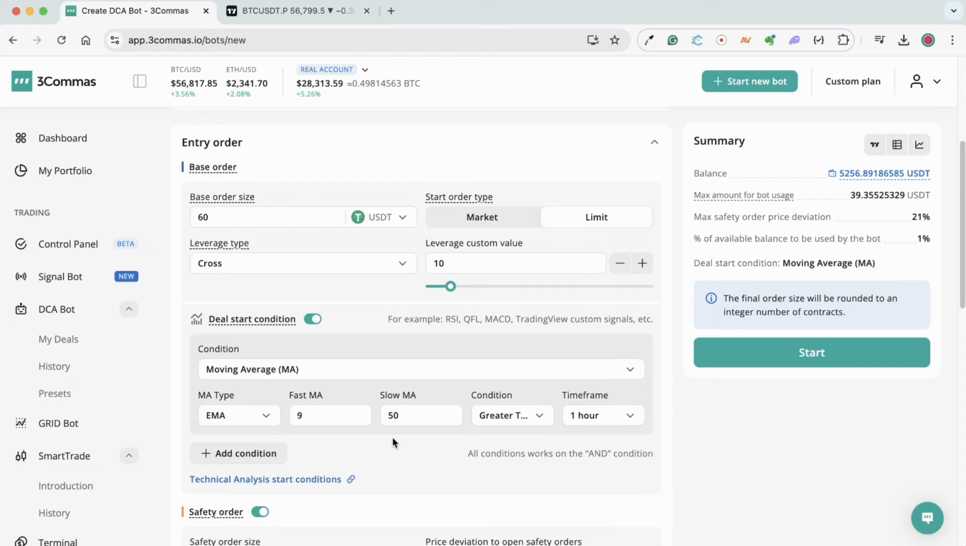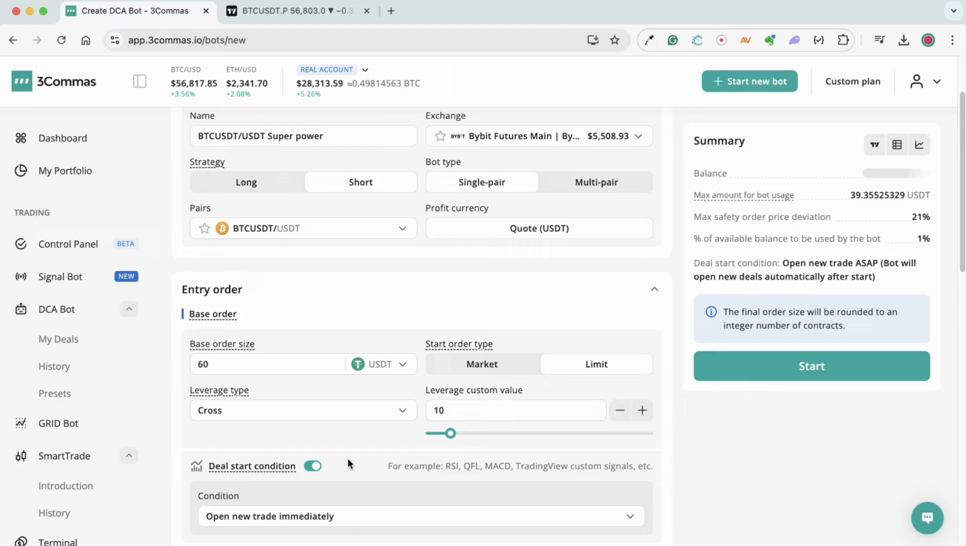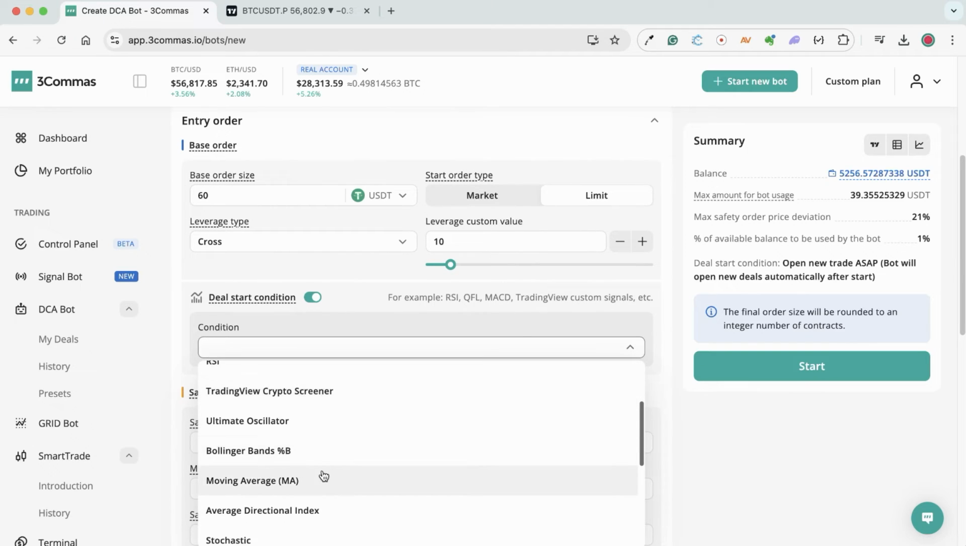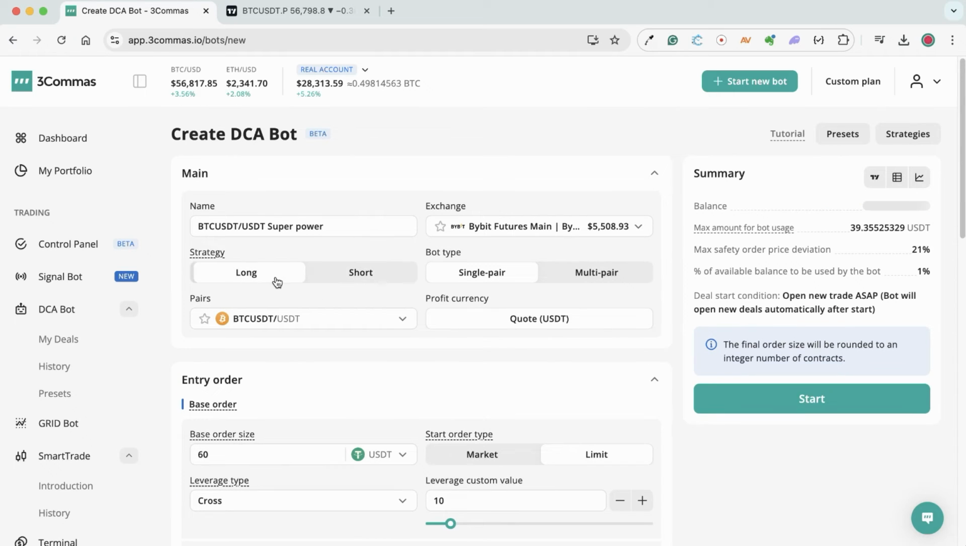If you want to set up a short bot to trade continuously when the fast moving average crosses the slow MA from above, use the same conditions as for the long bot and select less than as a condition. Continuous or non-stop trading mode means that once the bot closes one deal, it will immediately open another one, and this cycle will continue as long as the trend persists.